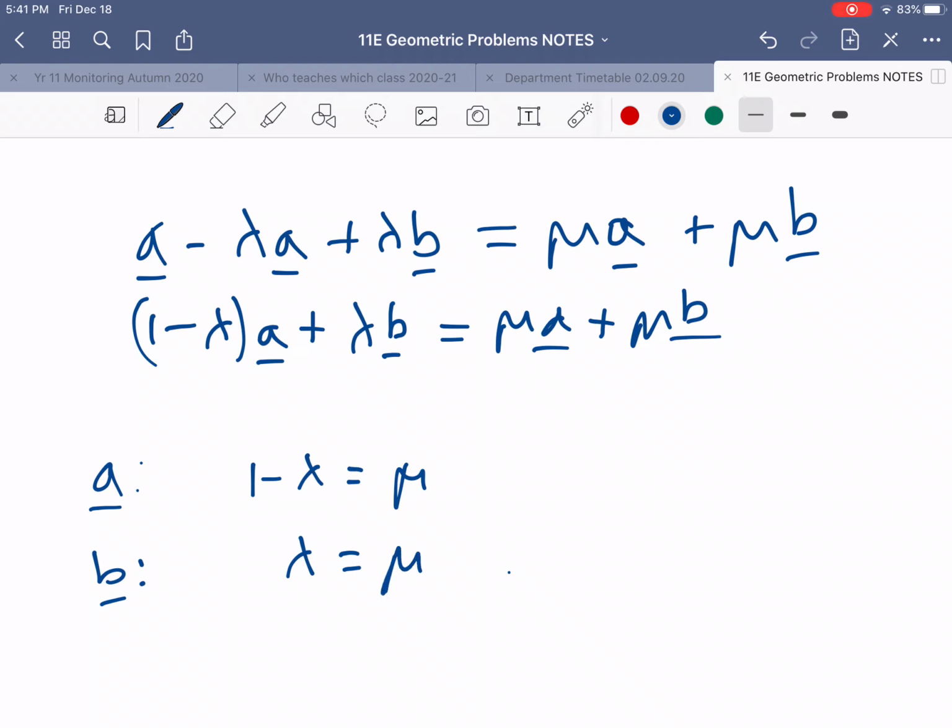And so I can work out what, this is basically simultaneous equations. So just looking at different ways you can do this. I can substitute one into the other. I'm just going to add these two together.